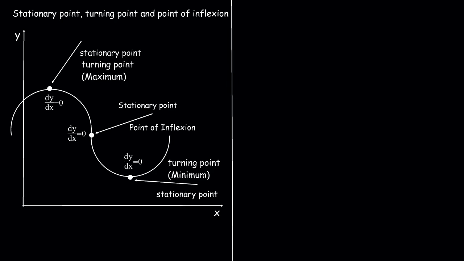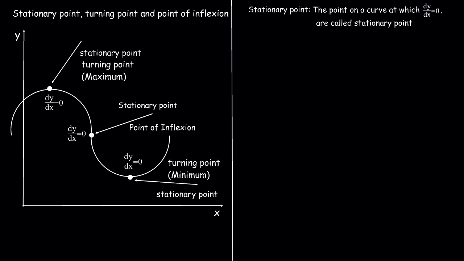Now we'll be using this graph to explain the concept of stationary point, turning point and point of inflection. As you can see, all the points are indicated on the graph for simplification. The very first concept is stationary point. Stationary points are points on a curve where dy/dx is equal to 0. Basically, they are points where a curve changes direction. So at a stationary point, dy/dx is equal to 0.